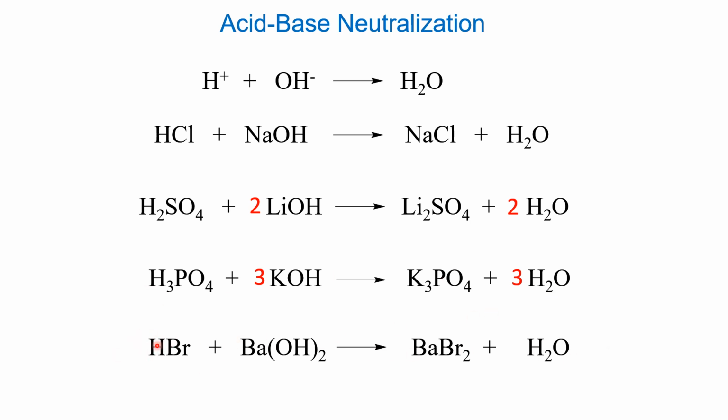Now look at the last example. We have 1 proton in the hydrobromic acid and 2 hydroxide in the barium hydroxide, the base. So this time you need to raise the coefficient here to 2 because you want a 1 to 1 ratio. Now it's 2 to 2. So you also need to produce 2 water. Now look at the barium. 1 barium, 1 barium, 2 bromine, 2 bromine. So now it's balanced. So you can see if you keep this net ionic equation in mind when you balance a neutralization, it should be much faster.